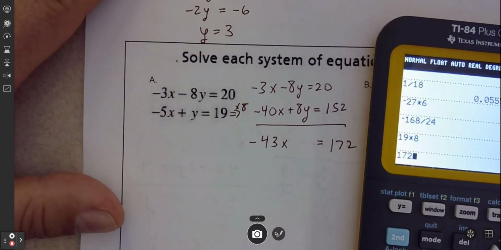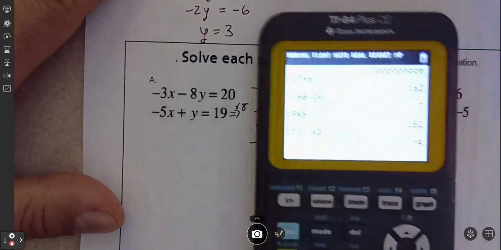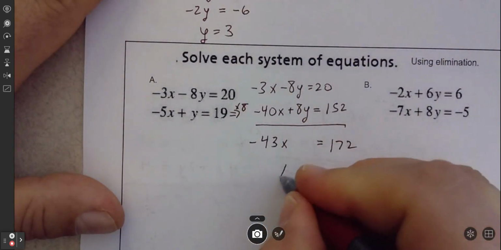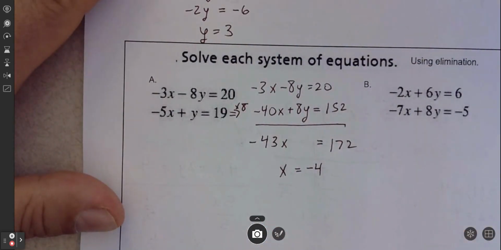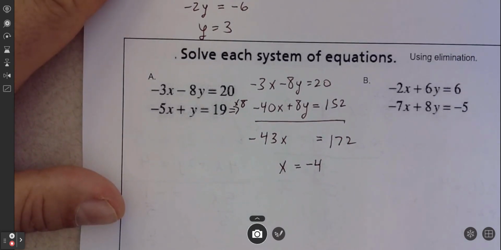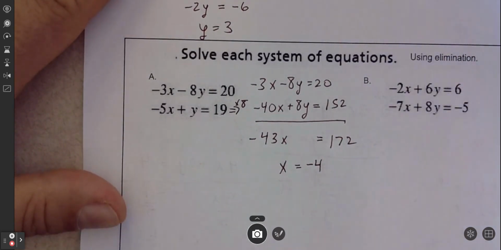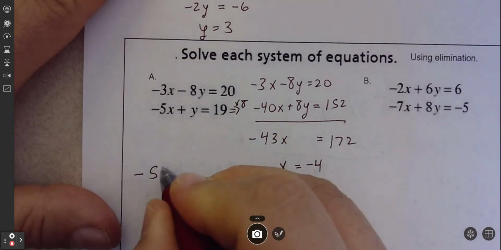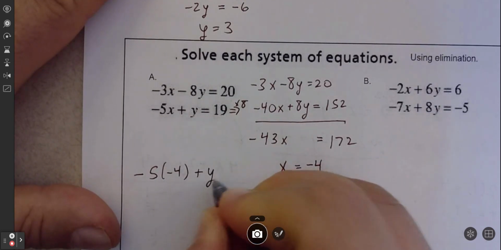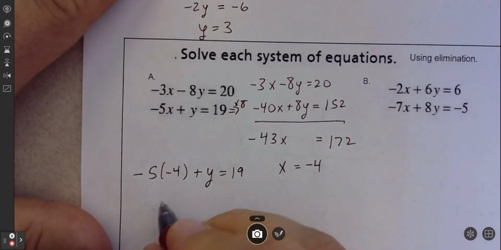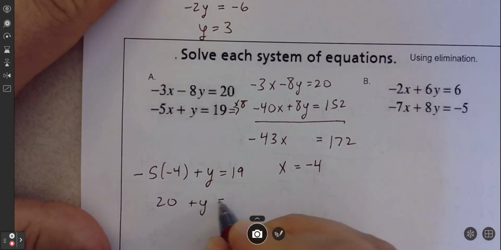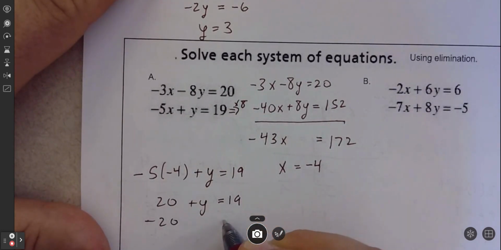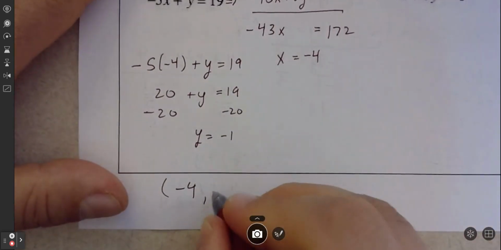We all know that 172 divided by negative 43 is negative 4. Plug it into the first, second, or third? Second. Negative 5 times negative 4 plus y equals 19. 20 plus y equals 19. Subtract 20. So my answer is negative 4, negative 1.